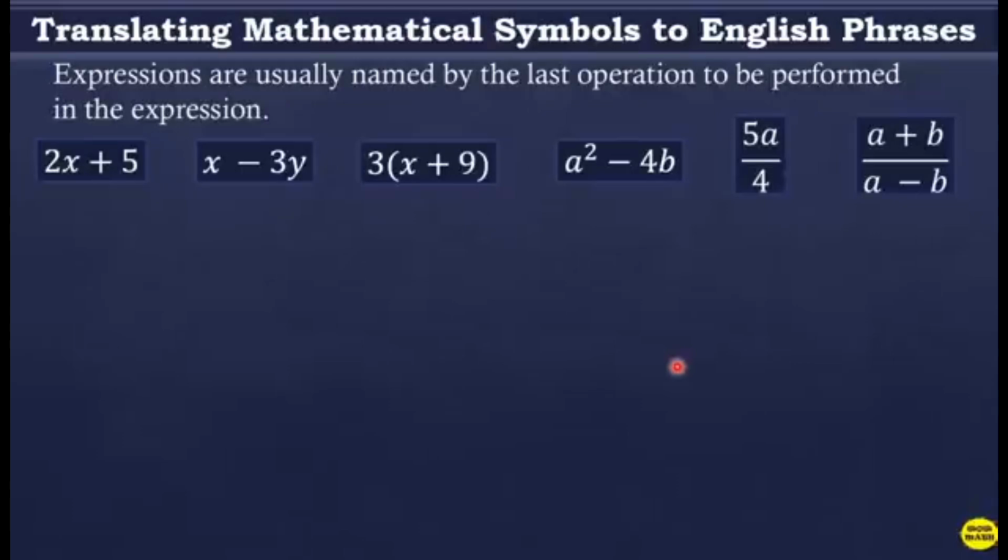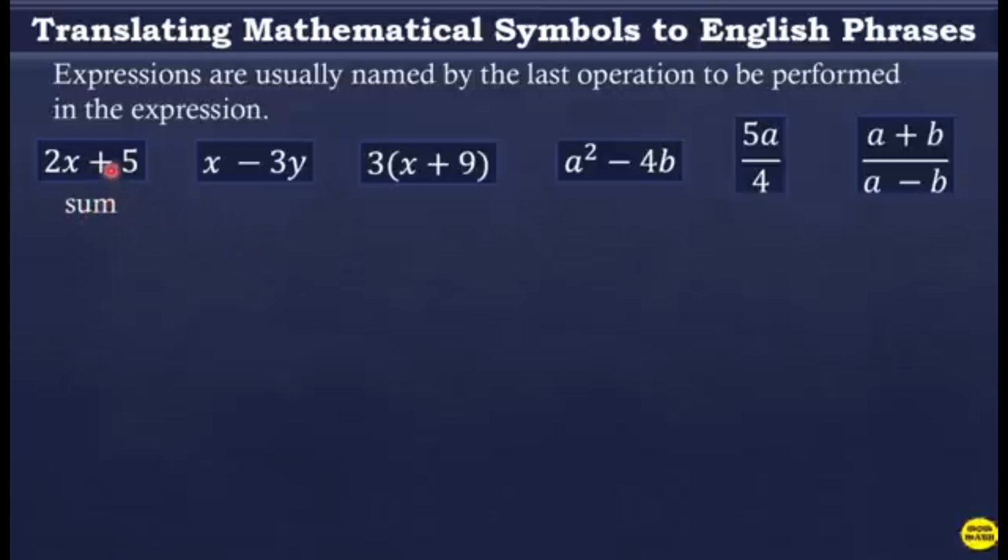So, most of the time, not all the time, but most of the time, this is the situation. The expression is usually named by the last operation. Now, for example, this expression, 2x plus 5. What is the order of the operation? Using PEMDAS, we're going to multiply first, then the last one we're going to add. So, therefore, we are going to name this one by sum.